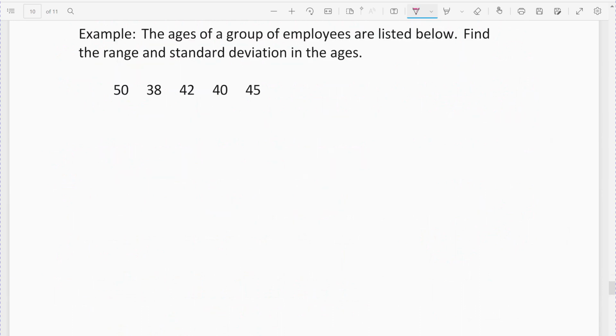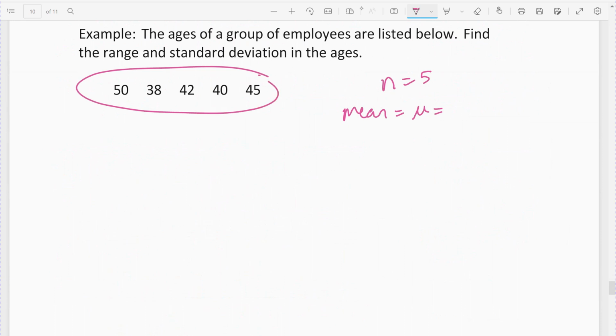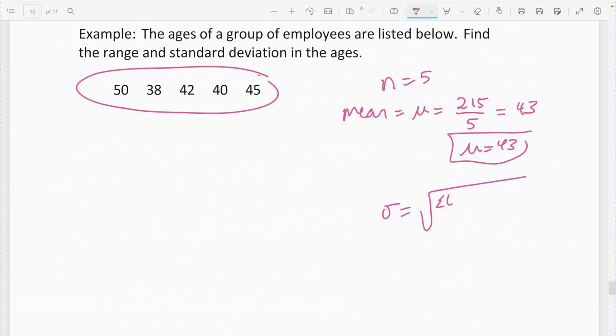Now, next example. So again, I've got 1, 2, 3, 4, 5 numbers, so n is 5. I'm going to find my mean first, my mu, which is the sum of all of my numbers divided by 5. So I add those numbers up. My 50, my 38, my 42, 40, and 45 adds up to be 215 divided by 5. And so my mean is 43, which I need because when I fill out this formula, the first thing we're going to do is find the sum of these square deviations divided by n. Again, we're going to do that using the table.